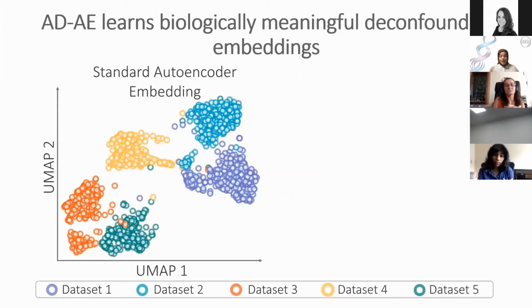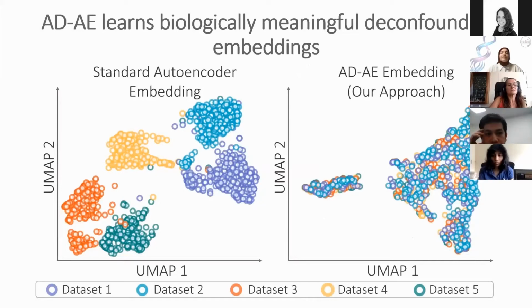So first of all, we want to show that ADAE can learn biologically meaningful deconfounded embeddings. And for this, we generated an embedding with the standard autoencoder as well as the ADAE model. And we just created UMAP plots for this and colored them by the dataset labels. So here you can notice that for the standard autoencoder, the data sets are clearly separated, but ADAE can successfully fuse data points from different studies, basically showing us how we can deconfound with our approach.